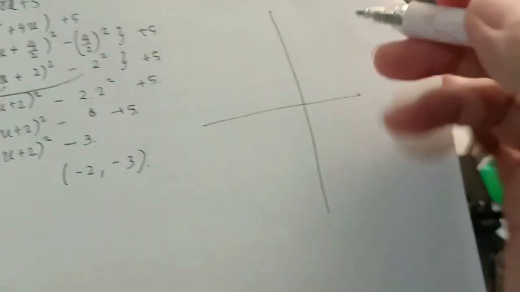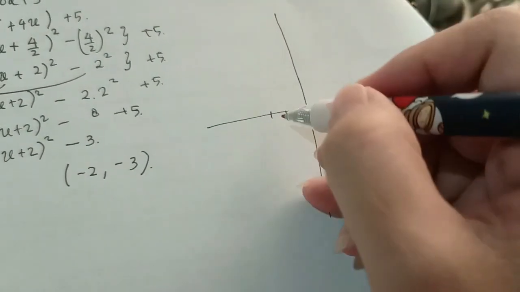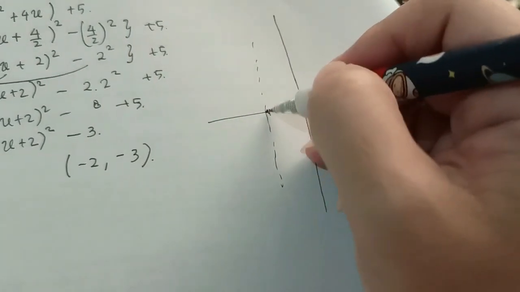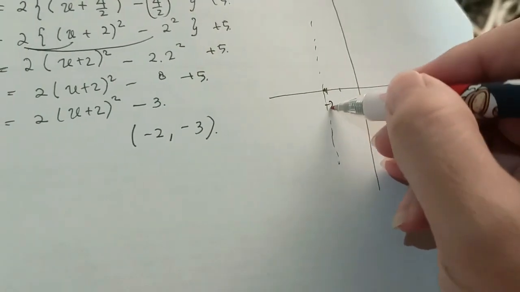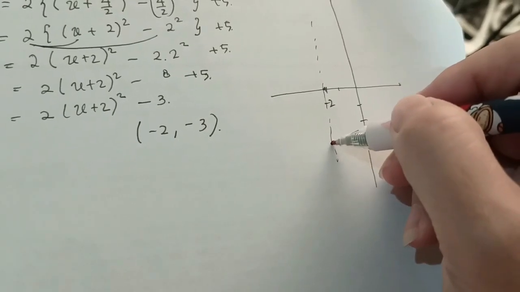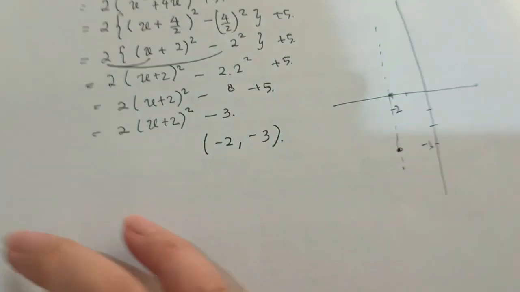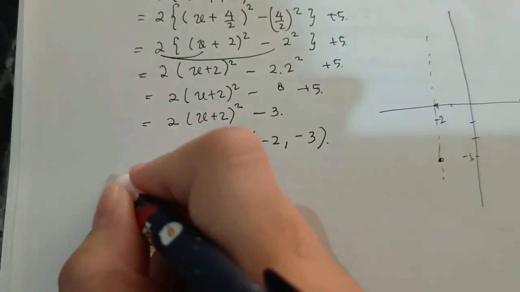Now if we draw, the x is minus 2, it's over here. This is the x-axis line. Minus 3, minus 2, 1, 2, 3. Minus 3 is over here. Now, in order to find another point, we are going to try if the x is 0.